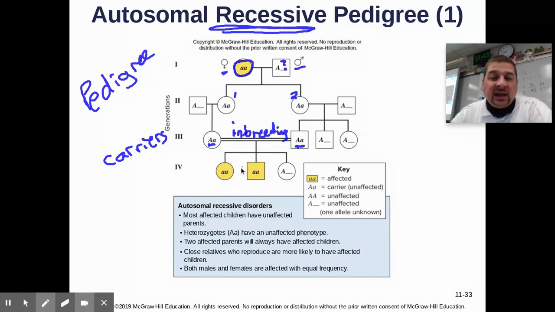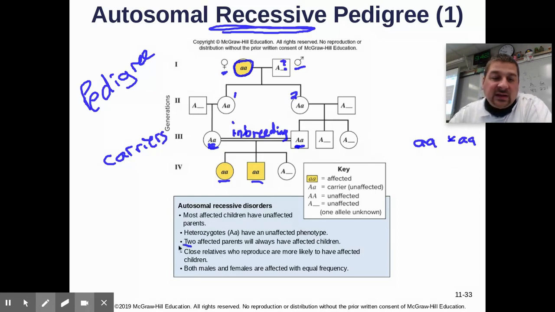You'll notice with autosomal recessive pedigrees, or recessive traits, most affected children have unaffected parents. Unaffected parents are just carriers. Carriers, the heterozygotes, are unaffected and do not show the trait. With two affected parents, if you're crossing little a with little a, all of their children will be affected because they pass on the trait 100%.